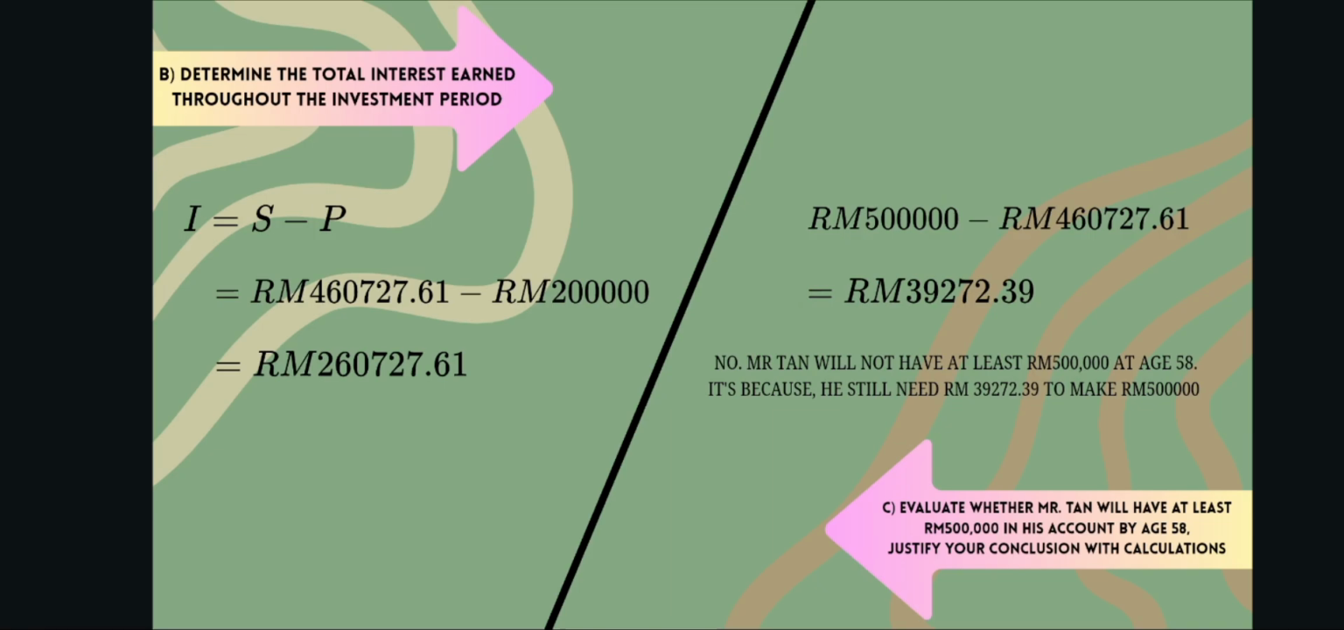So, RM500,000 needs to minus the answer we get at question A. So, RM500,000 needs to minus RM460,727.61. And the answer is RM39,272.39. Mr. Tan will not have at least RM500,000 at age of 58. It is because he still needs RM39,272.39 to make RM500,000.